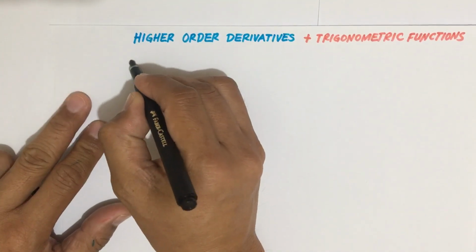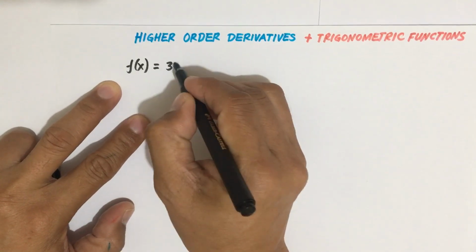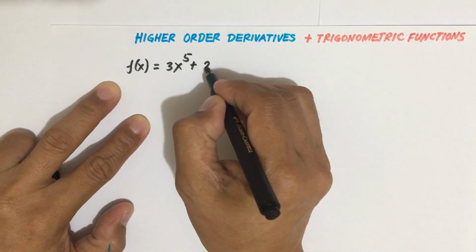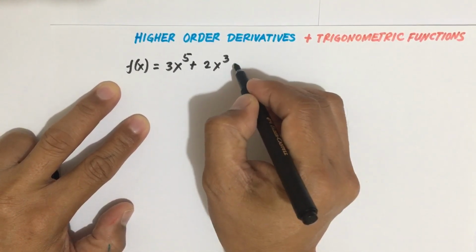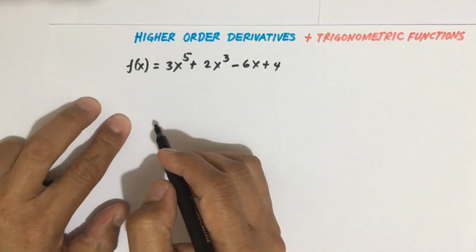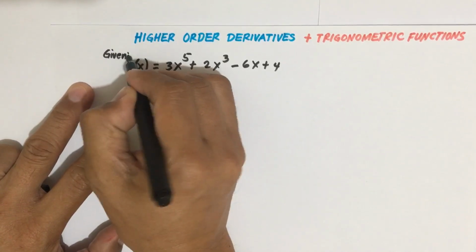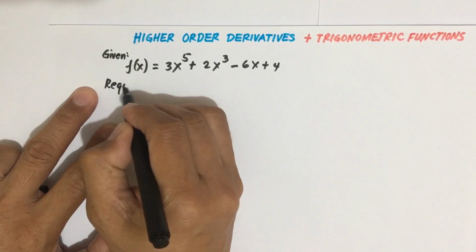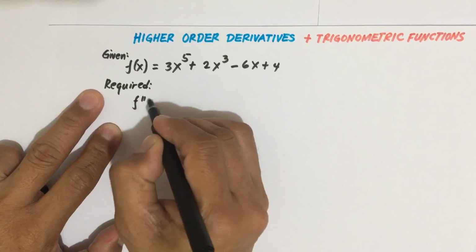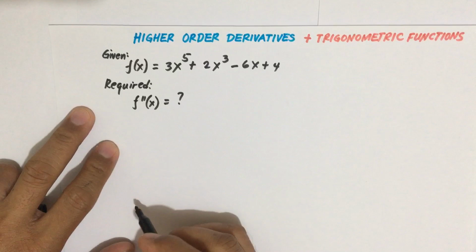some example here. We have f of x equal to 3x to the fifth plus 2x cubed minus 6x plus 4, and you are asked to find, so this is the given. For example, this is the given, and you are asked to solve for the second derivative. You're asked to solve for the f double prime of x. Okay, so how will we solve this problem?